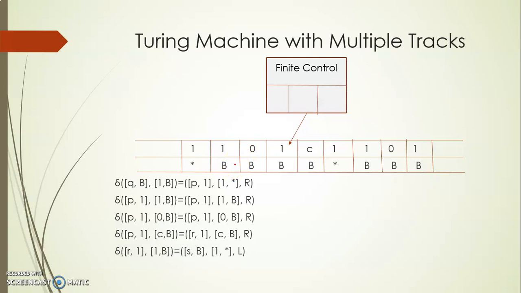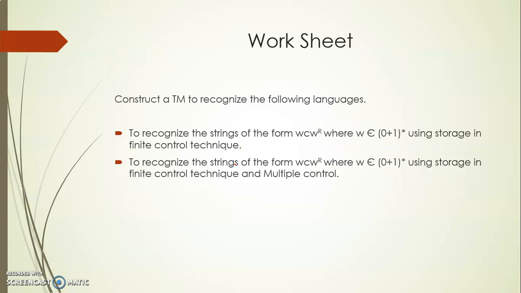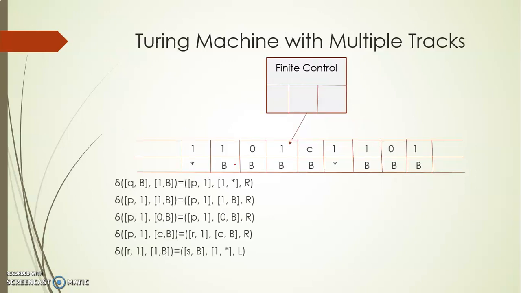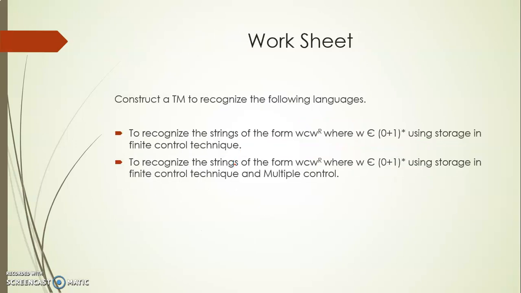So that's it. I have given you a worksheet asking you to construct a Turing machine for it. This is not a complete Turing machine. You have to complete it, right? Okay, fine. So this is your worksheet. You have to recognize strings of the form WCWR. Here I have illustrated how to do it for WCW. In the worksheet I have given WCWR.